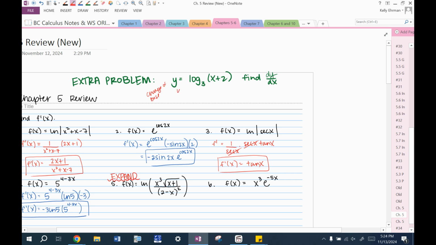So change of base says that I can rewrite this as y equals ln of x plus 2 divided by ln of 3. That's equivalent to the log base 3 of x plus 2. And now dy/dx should be easy to find because 1 over ln 3 is just a constant. And then what's the derivative of ln of x plus 2? 1 over x plus 2 times 1. But that's it. And then I can work with this. I can set it equal to things, I can plug numbers into it, whatever else I might need to do. Something like this is on the test.